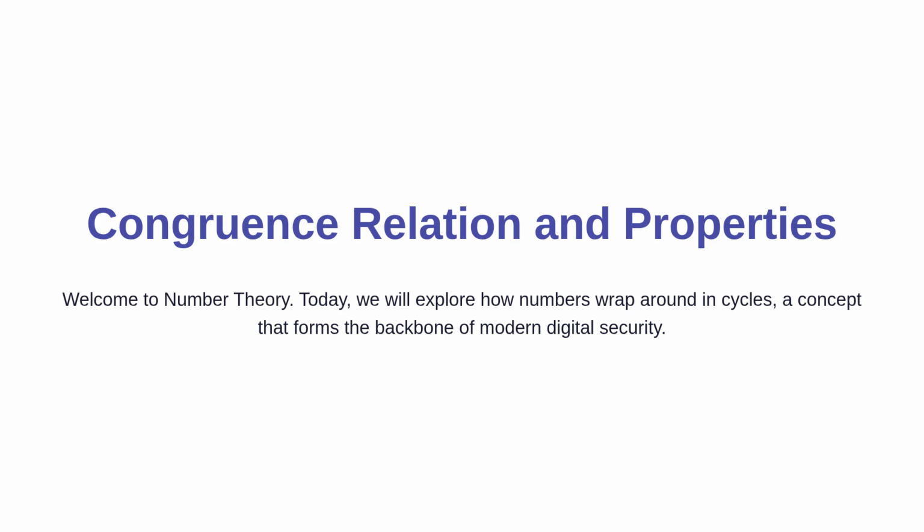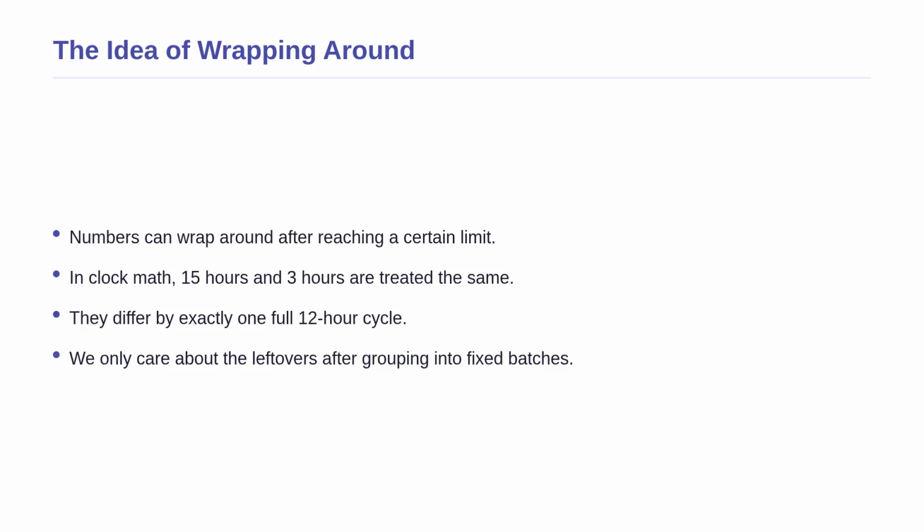Let us get started. Now that we know what we are studying, let us look at how it works in everyday life. Imagine you are looking at a standard analog wall clock. If it is currently 10 o'clock and you wait 5 hours, the total time is 15 hours. However, the clock face does not have a 15 on it. Instead, the hour hand points to 3. In the world of clock math, 15 and 3 are treated as the exact same position because they differ by exactly one full 12-hour cycle.